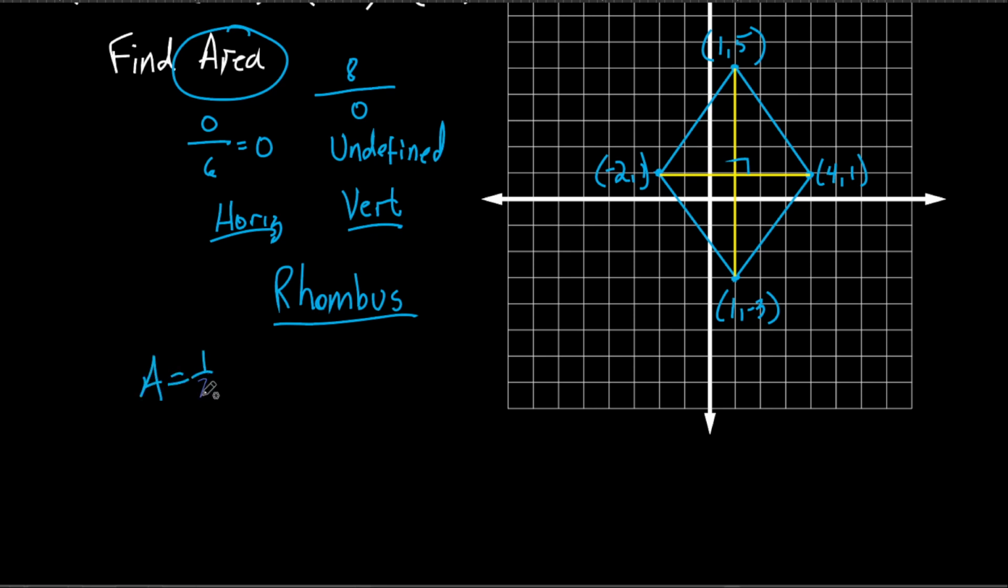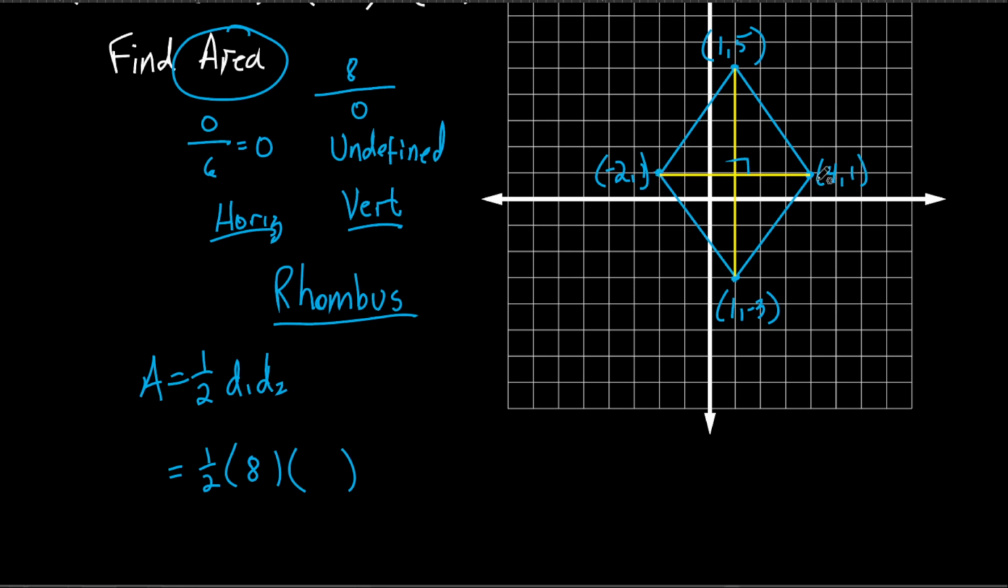Area is 1/2. Oops, there we go. It wouldn't be a math class unless I did that. Remember, it's diagonal 1 times diagonal 2. So let's plug it in. 1/2. Let's find the 2 diagonals. Well, this one going up and down, we kind of did it already up here. 5, -3. What's the length of that? 8. It's 8. Okay.